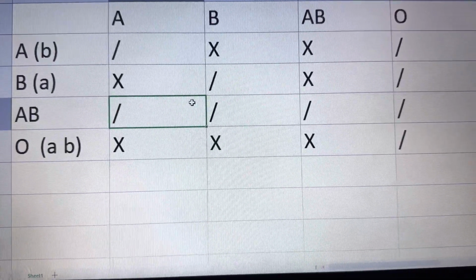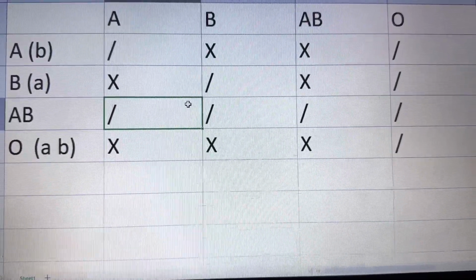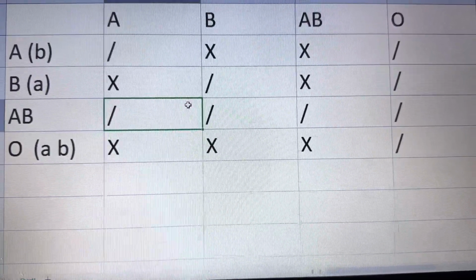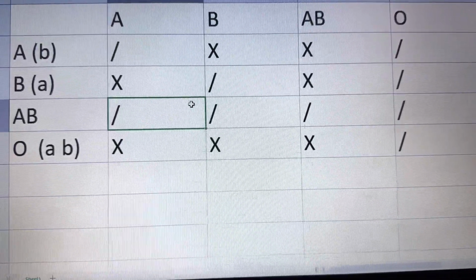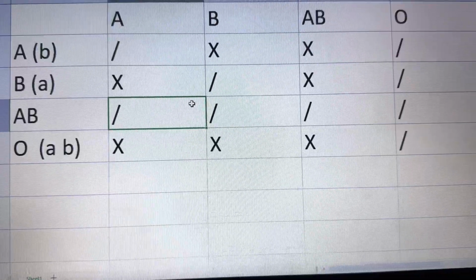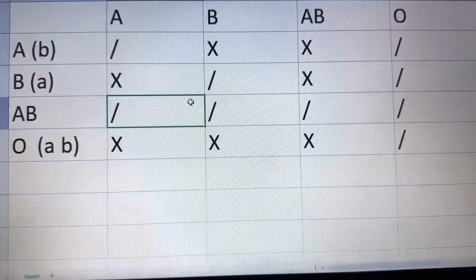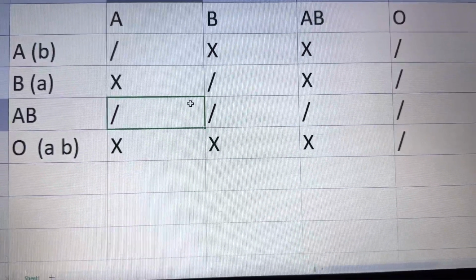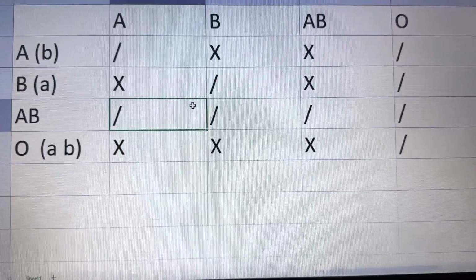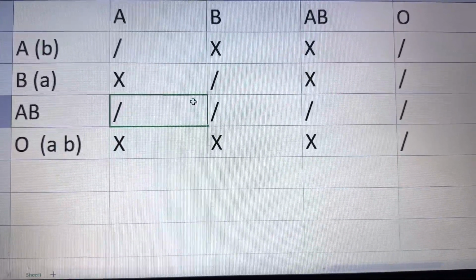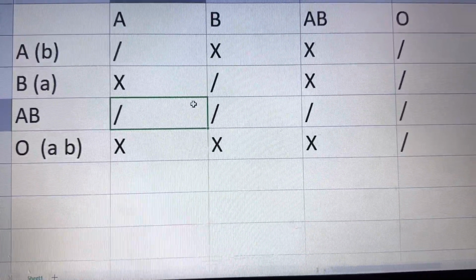Now let's take a recipient with AB blood group and a donor with blood group A. Here we find that transfusion will happen. This is because a recipient with blood group AB has no antibodies. So there will be no antibodies that will correspond to the A antigen in the donor with blood group A. So there will be a successful transfusion.